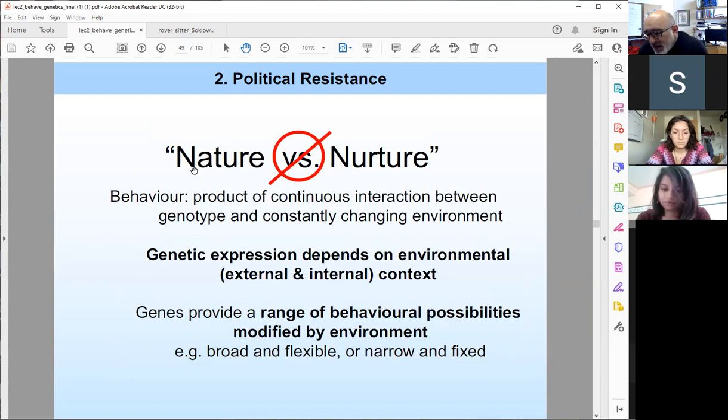Okay, so many of you will have heard of this nature versus nurture, quote unquote, debate, the idea that behavior, for example, is either the result of our genes or the result of our environment, one or the other. But that's not the case. It is both. Behavior is the product of continuous interaction between the genotype and a constantly changing environment. So the genetic expression of behavior is dependent on the environment.